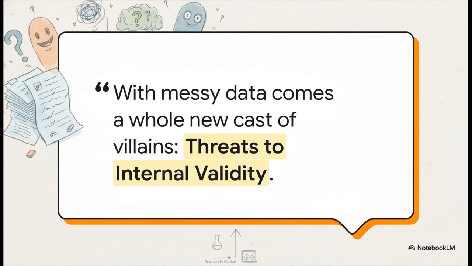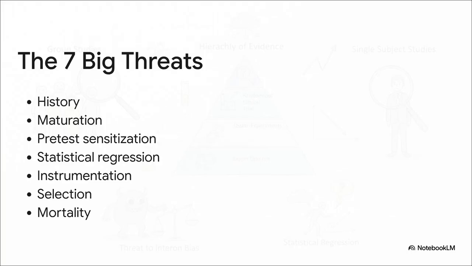They're just these sneaky little things that can make it look like your treatment worked when it really didn't do a damn thing. And here's the rogues gallery, the 7 main villains. You've got history, that's when something else happens out in the world that messes with your study. Maturation, that's just people getting older or changing on their own. We've got stuff like your testing tools being wonky, or your groups being different from the start, that's selection, or even people just dropping out of your study, which is mortality. We're going to zoom in on a couple of the absolute sneakiest ones.